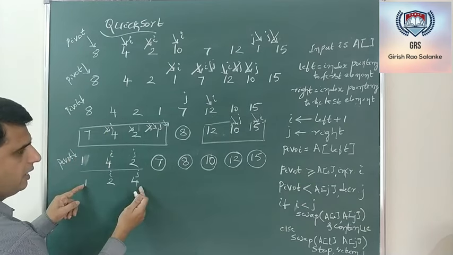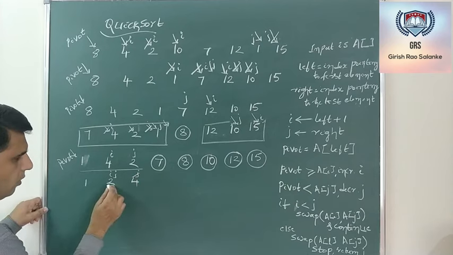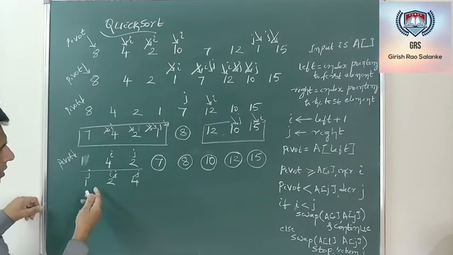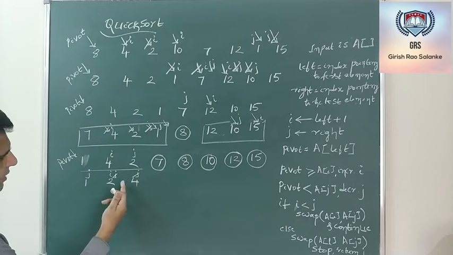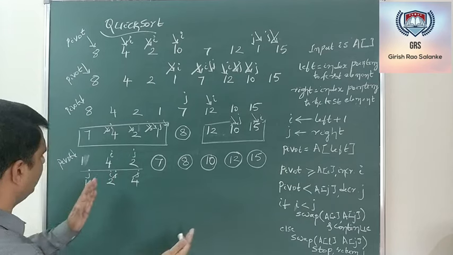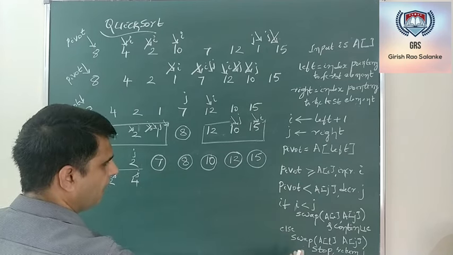1 greater than 2, false. 1 less than 4, yes. 1 less than 4, yes. Bring j here. 1 less than 2, yes. Bring j here. Now i is on the left hand side and j is on the right hand side. This part, swap E of l and E of j.